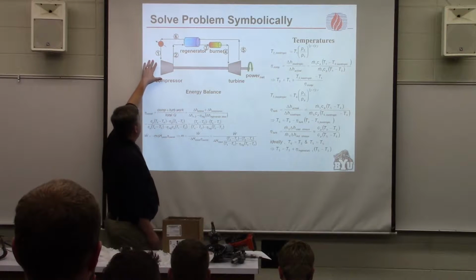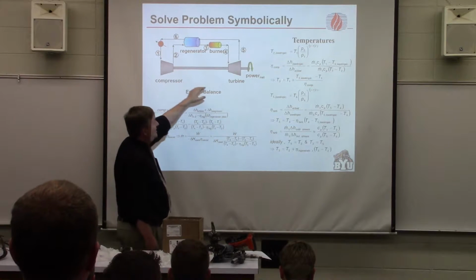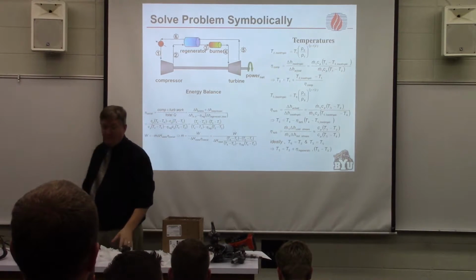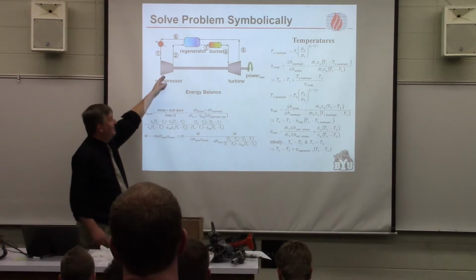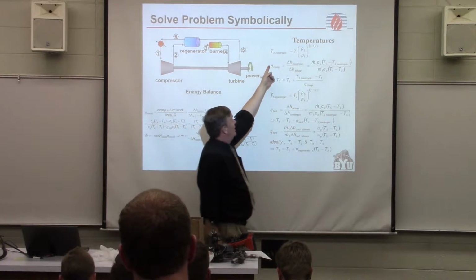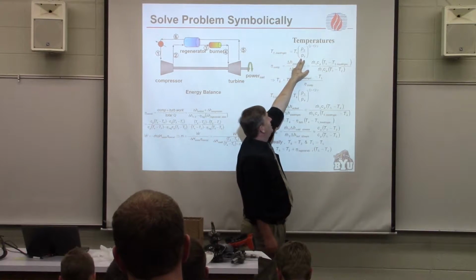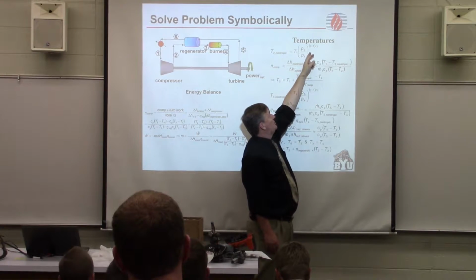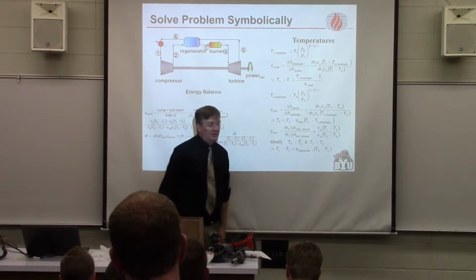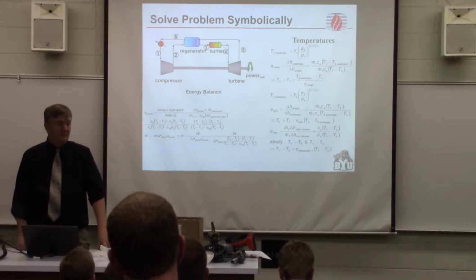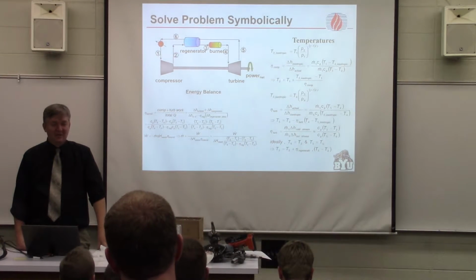So let's start at the beginning. We're going to start with air, and what we need to know is the isentropic temperature of what's going to come out of this compressor. Thermodynamics tells you that the isentropic temperature out is equal to the temperature in times the pressure ratio raised to the power of gamma minus 1 over gamma, where gamma is C sub P over C sub V. Does that look familiar to most of you from thermodynamics?